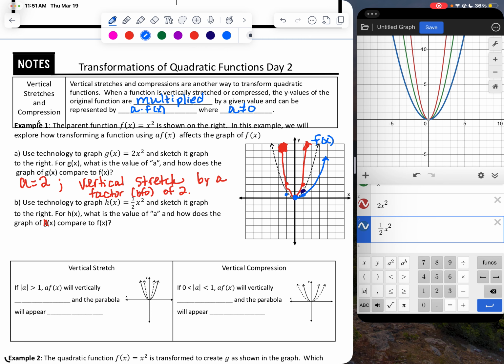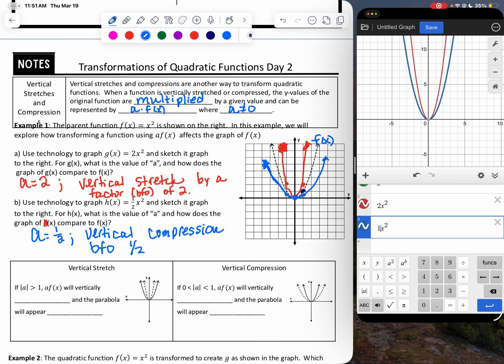So your graph is going to get, well, that is not a very good parabola, but you can see on Desmos what it looks like. So the value of a here was 1/2, and this is called a vertical compression by a factor of 1/2. What it means is that every y value is going to be multiplied by 1/2. So in your original function, if you had a y value at 8, your new y value would be at 4.